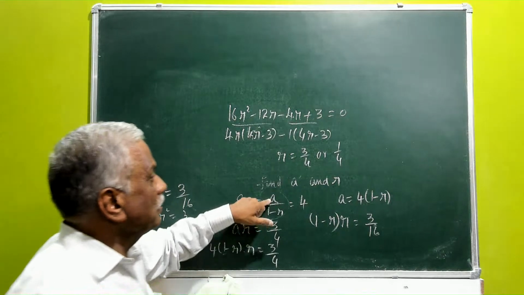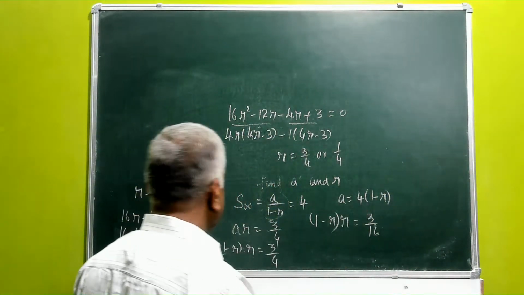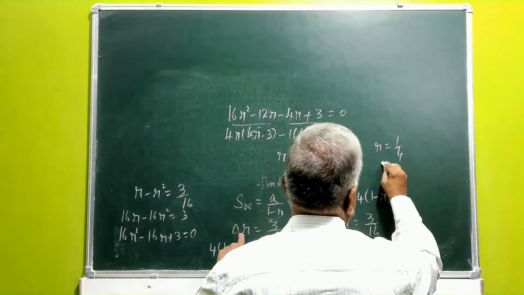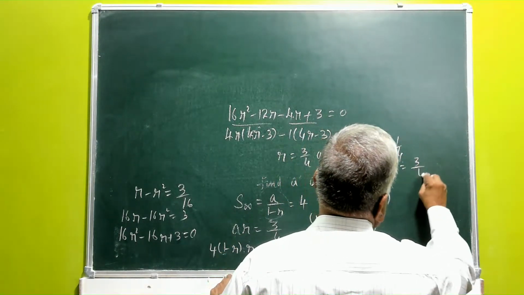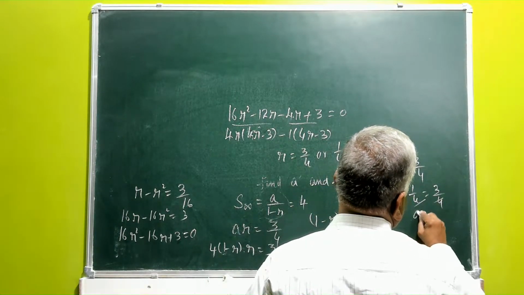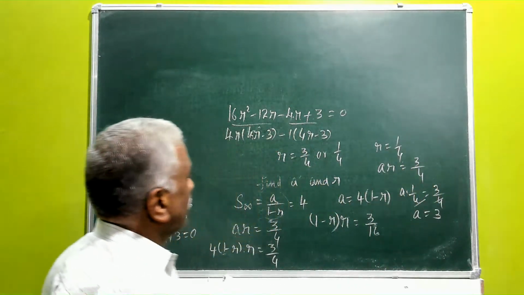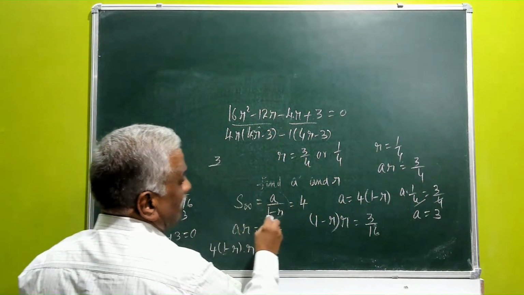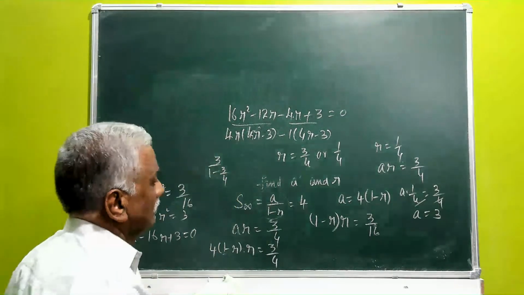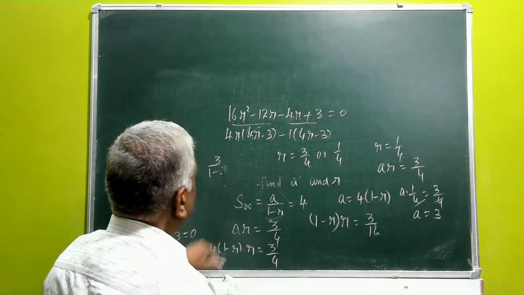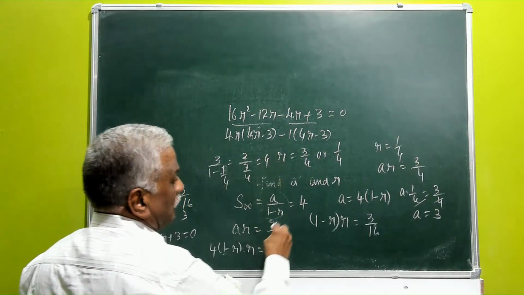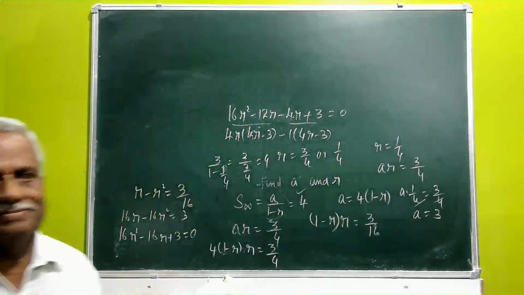See, they would have given A is equal to what are the answers that we have got? We got R is equal to 1 by 4. When R is 1 by 4, AR is 3 by 4. So A into 1 by 4 is equal to 3 by 4. 4 and 4 cancel. A is equal to 3. So I can put the value of A as 3. And what is R? R is 1 minus 3 by 4, R is 1 by 4. So it is 3 over 3 by 4. That is equal to 4. That's the answer. I think you got it.